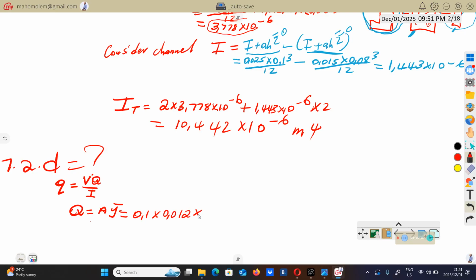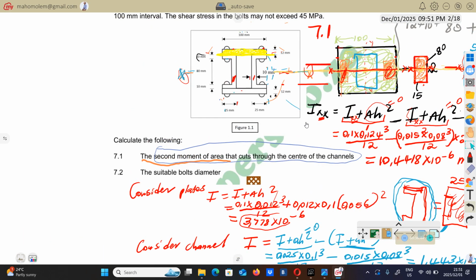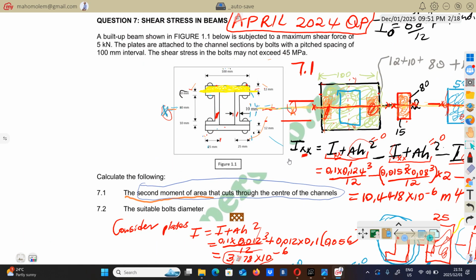What about Y? Y is going to be the distance from the neutral axis to the center of that yellow area. So the center of the composite is here. Then it will be the distance from the center of this yellow area to the center of this.